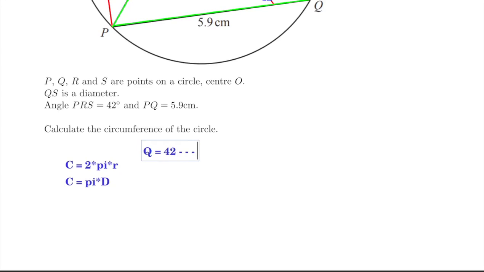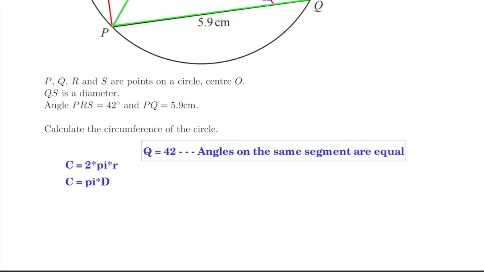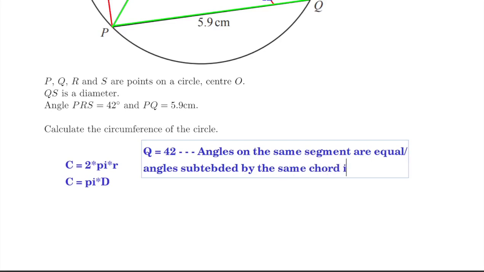What's the reason for that? Angles on the same segment are equal, or you can say angles subtended by the same chord in the same segment, just like that. That's the reason why Q is equal to 42.